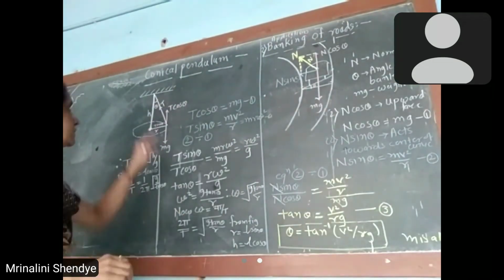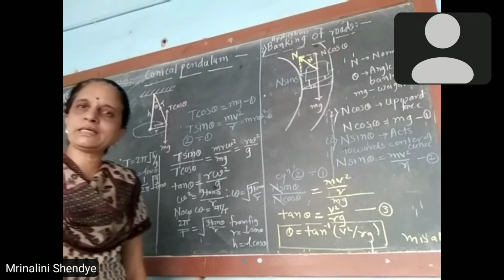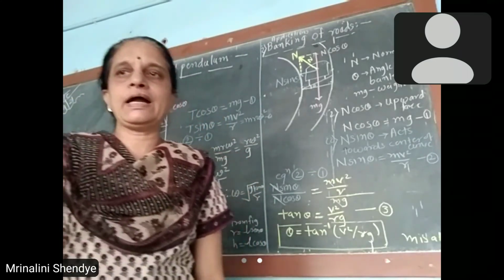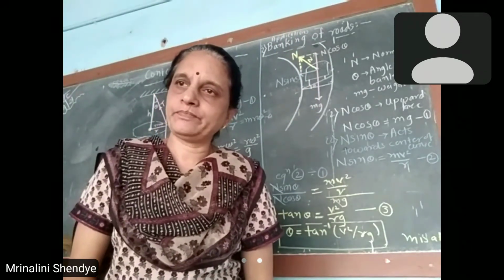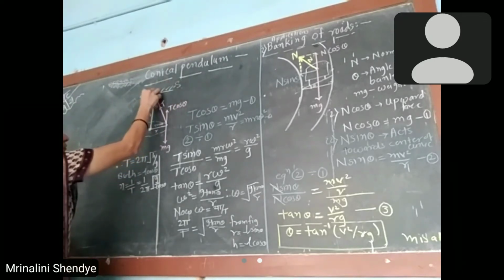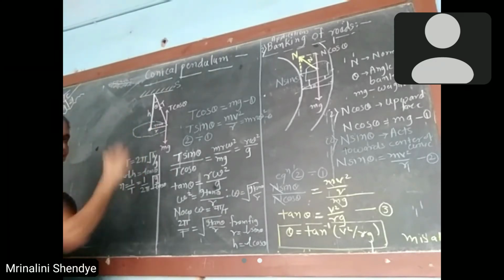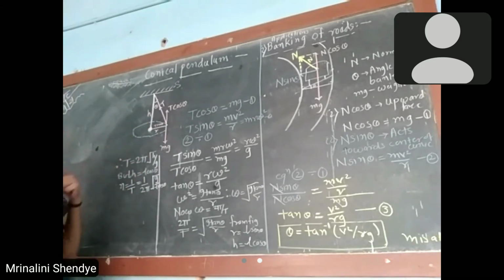Suppose this is a string attached here, or in the normal case you can consider a thread. One thread is attached with a heavy bob which is fixed at a support. The same arrangement I will show you here. This is the support, and the thread is like this. This is the bob, which is considered at the center. I am considering it in the three-dimensional case.